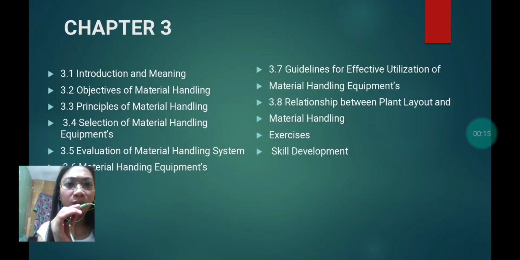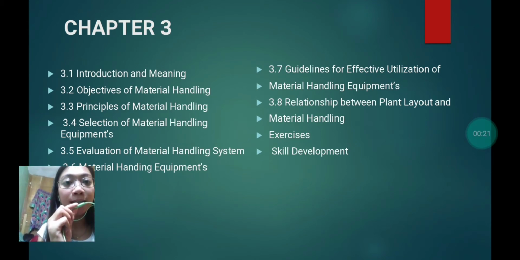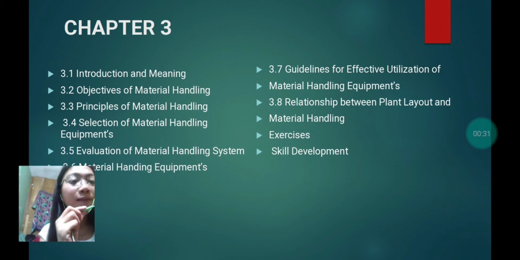In this chapter 3, we're going to tackle the introduction and meaning, objectives of material handling, principles of material handling, selection of material handling equipments, evaluation of material handling system, material handling equipments, guidelines for effective utilization of material handling equipments, and also the relationship between plant layout and material handling, exercises and skill development.